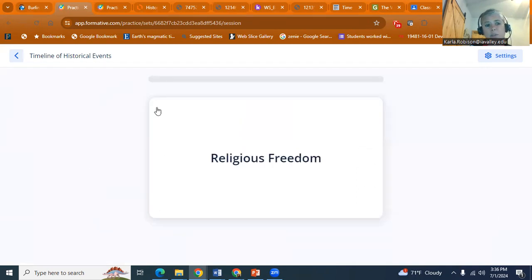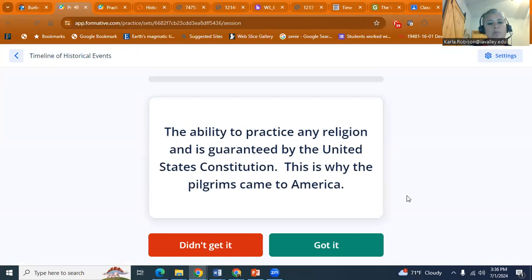Some of the things that were in this vocabulary: we had religious freedom. Religious freedom is the ability to practice any religion and is guaranteed by the United States Constitution.